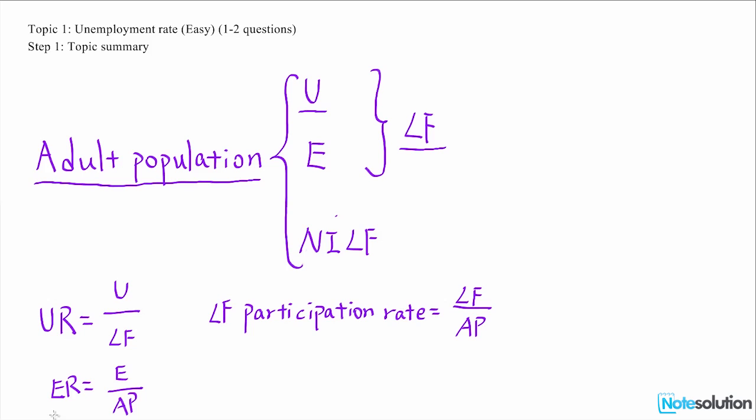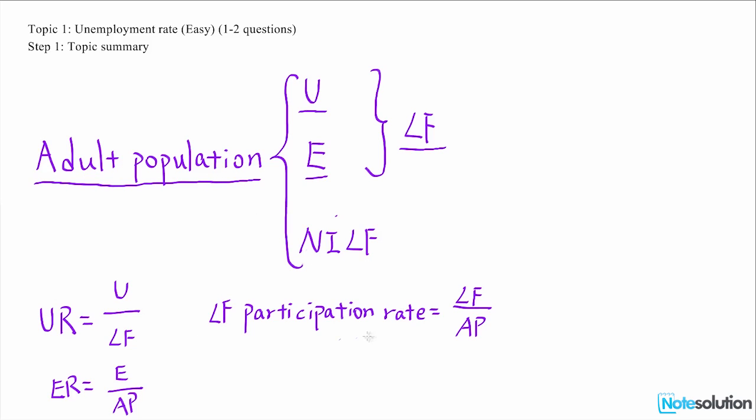For the calculation of the employment rate, we're using the employed number divided by the adult population, which is written here. Here is the part you need to pay attention to, because the denominator changed from labor force to adult population. This number is usually greater than the previous one because the adult population contains the people who are not in the labor force.